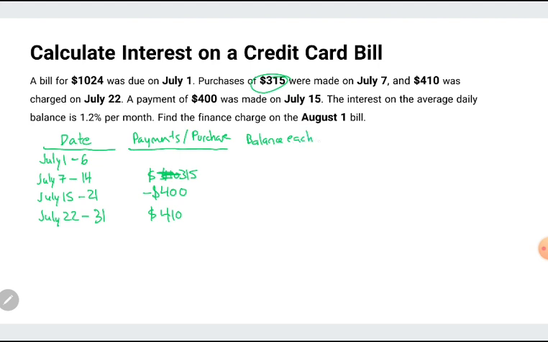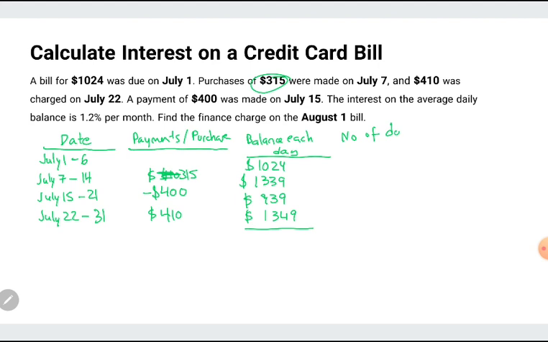Balance each day. How much is my outstanding balance? I wasn't able to pay 1,024 before or on July 1. So I need to add that with my purchase on July 7. So 1,024 plus 315 is 1,339. I made some payment, so I need to subtract that, 939, and then add another 410 since it's a purchase, 1,349. So this is my outstanding balance.